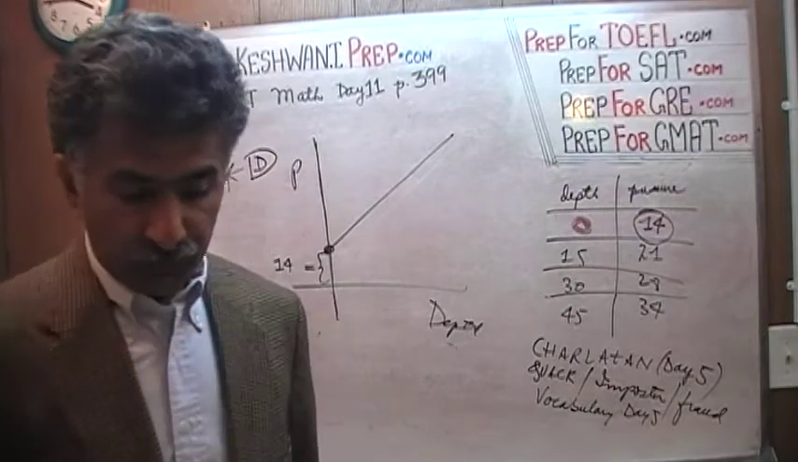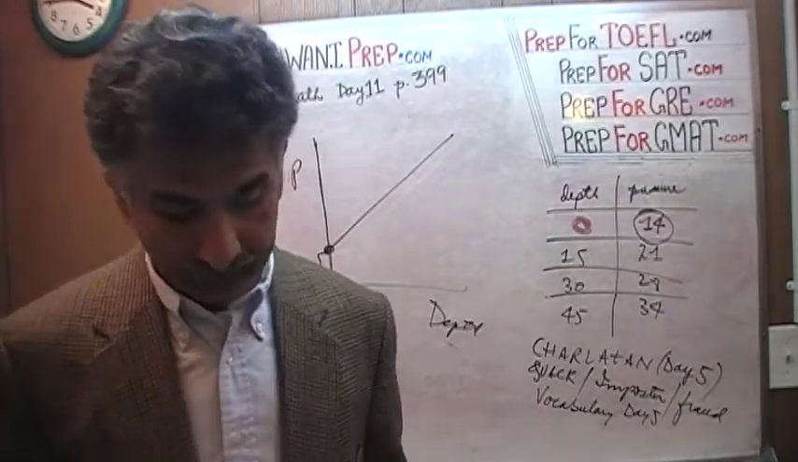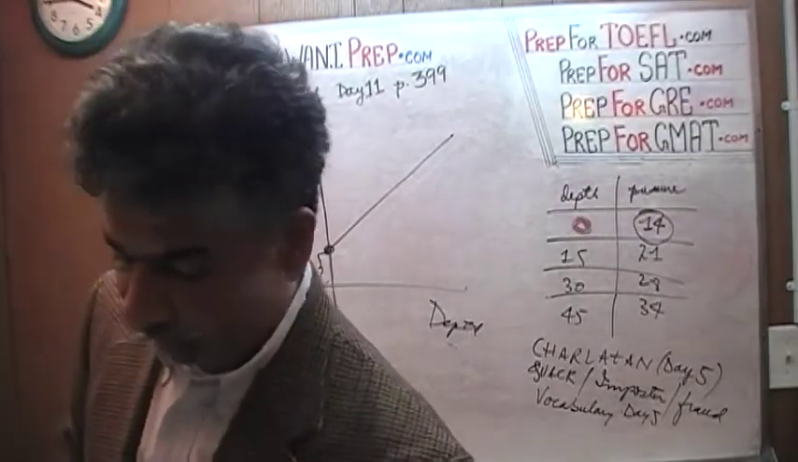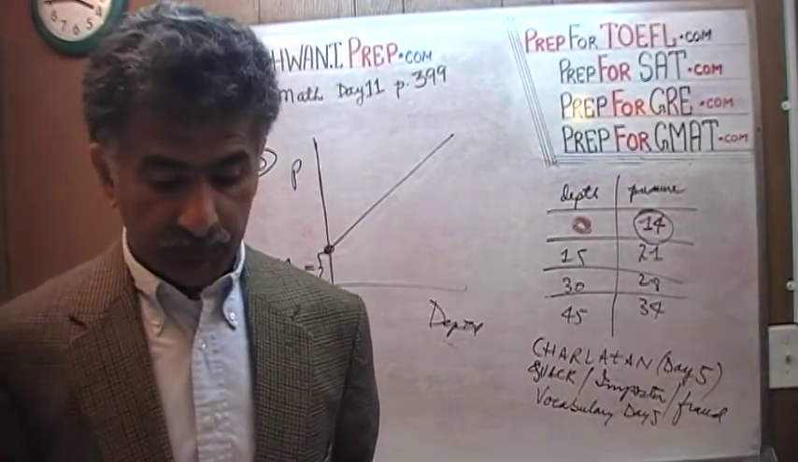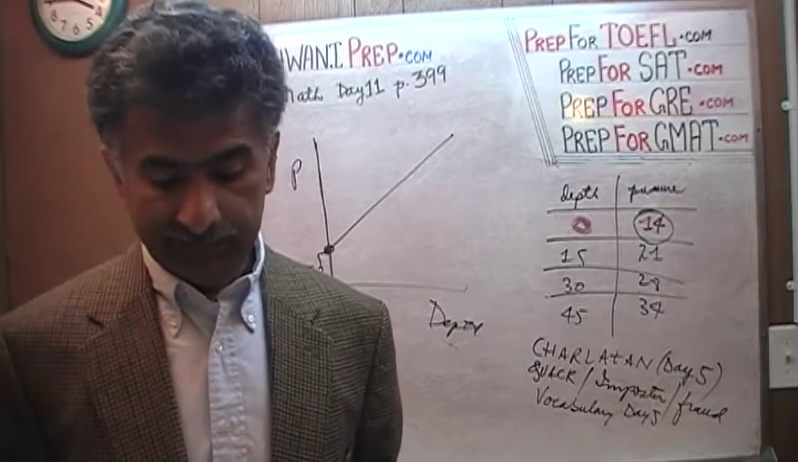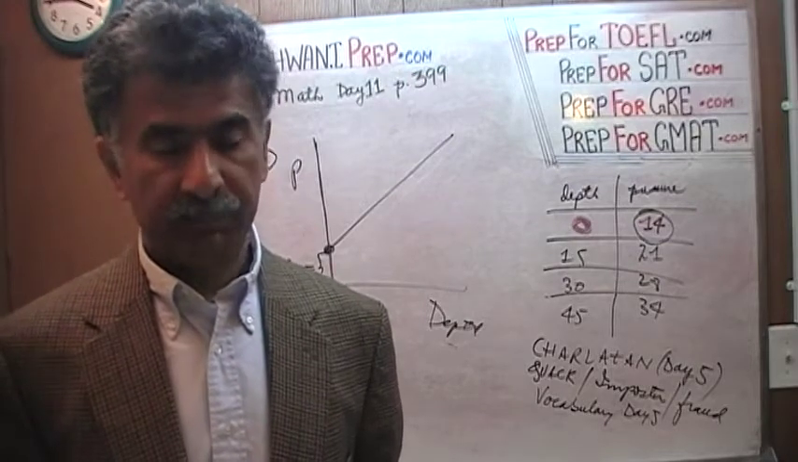So one more time, what was wrong with A? A had the wrong slope. It is a negatively sloped line. B had the same problem. C does have a positive slope, but it starts at the origin. The pressure is not zero at zero depth.